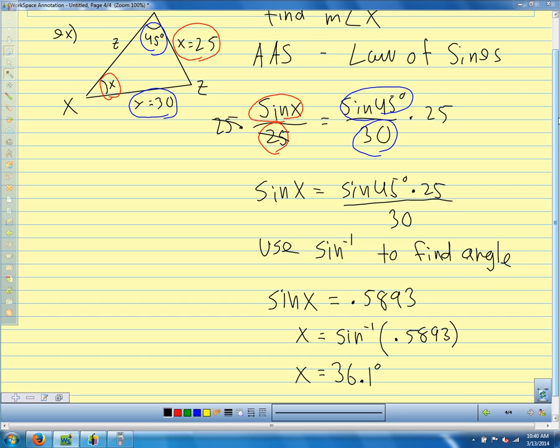So we went through the same process: we used the law of sines, set up a fraction with the angle and the side across from it, and another angle and the side across from it, set those two equal to each other, and solved for the part we need. This time, since we were looking for an angle, we had to use the inverse to find our angle. All right, questions on that example?